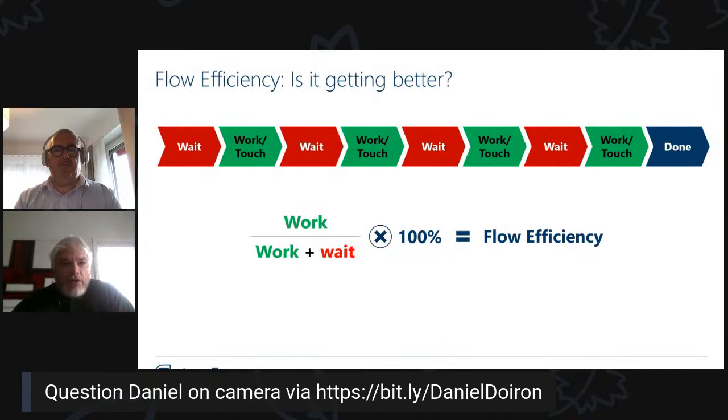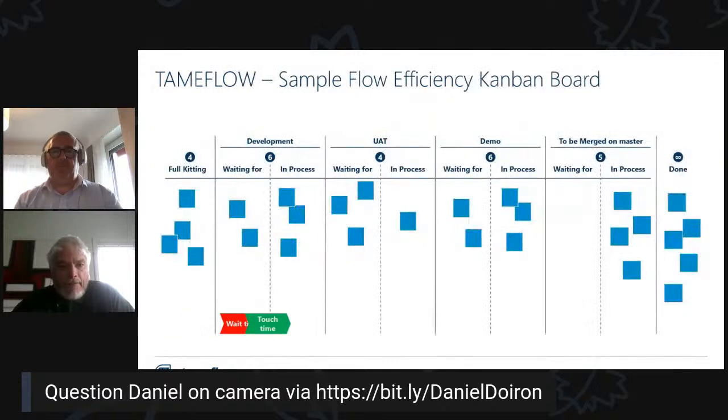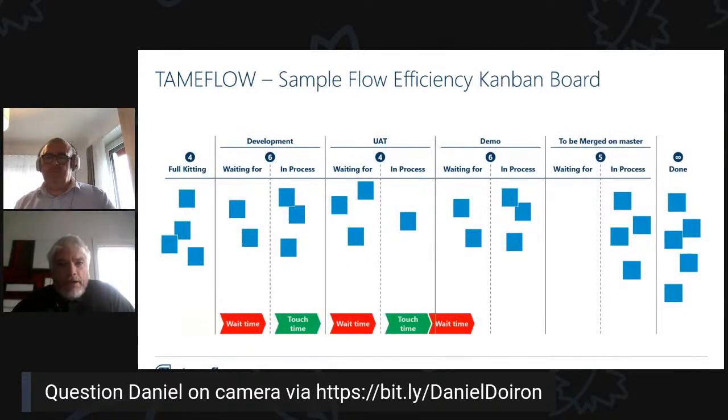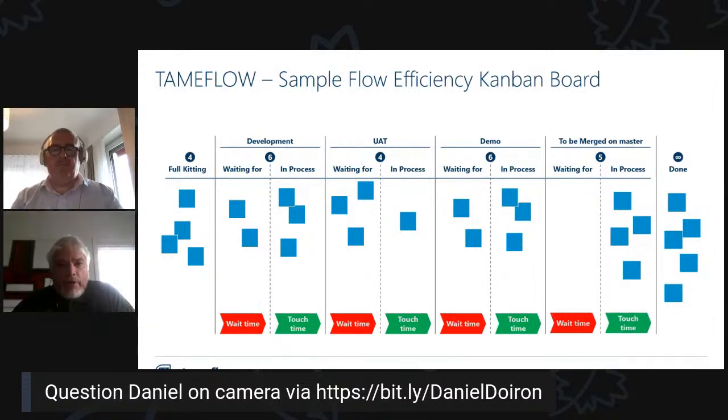So we see a value stream here. And wait time and touch time are always intertwined. You get into a wait time state, and then you get into a work or touch time state. And this doesn't change. This is how you calculate flow efficiency. And here we have a flow efficiency Kanban board. And you see that every step of the value stream has a waiting for and an in process column. So we make wait time and touch time explicit, okay?